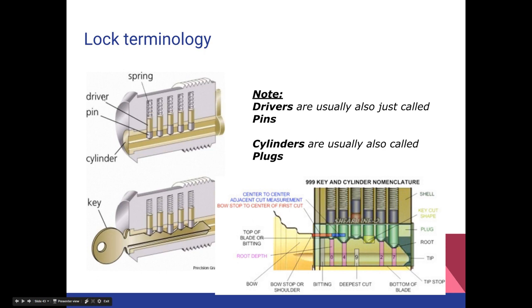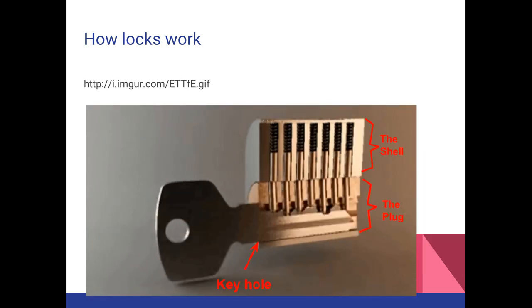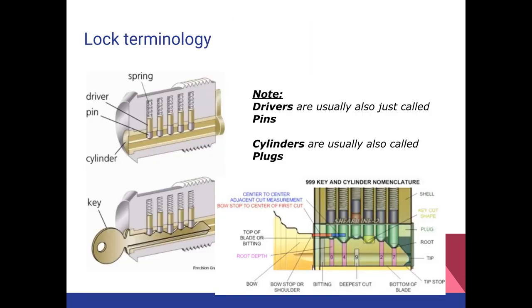The spring is just called the spring, the top pin is called the driver, and the bottom pin is called the pin. And the cylinder, also known as the plug to some people, is what the key goes into and raises all these things up to the appropriate level. And so the term shear line denotes the separation between the shell and the plug or cylinder, which is what, to unlock the door, unlock the lock, you want to raise all of the drivers and pins to be level with.